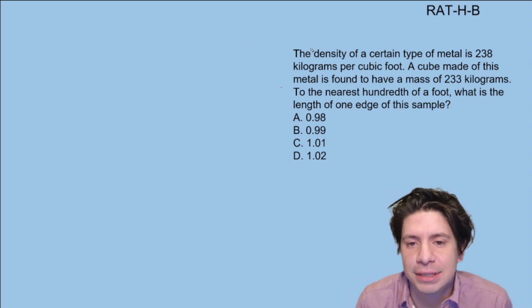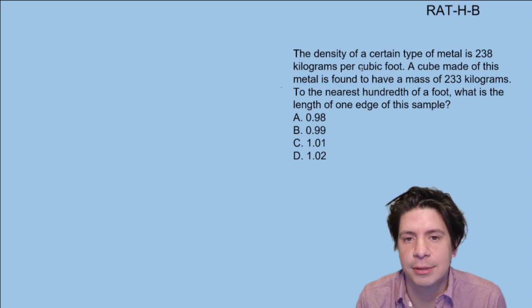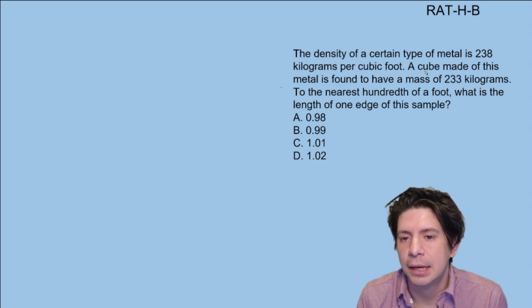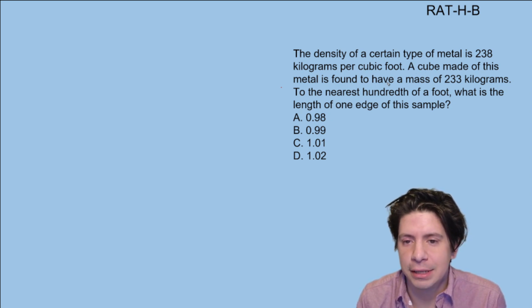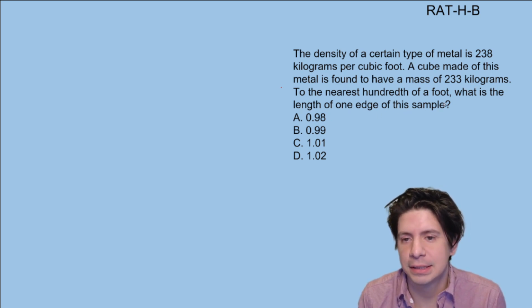So here the question is the density of a certain type of metal is 238 kilograms per cubic foot. A cube made of this metal is found to have a mass of 230 kilograms. To the nearest hundredth of a foot, what is the length of one edge of this sample?